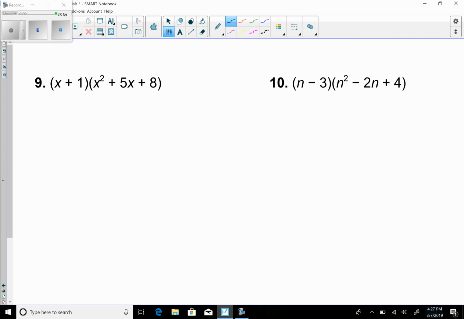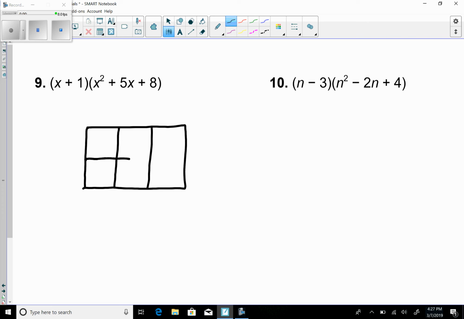For the rest of these, I'll probably be using the box method just to keep things organized and in place. But if you are gung-ho that you absolutely want to do the distribution method, aka FOIL, that is totally your call. I just am going to do it this way to keep things organized.